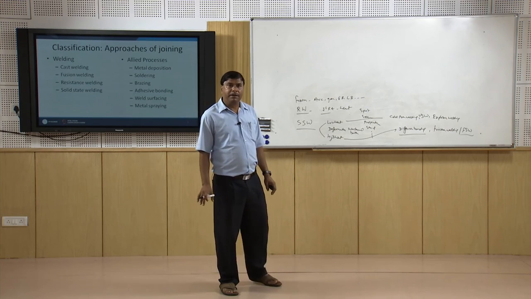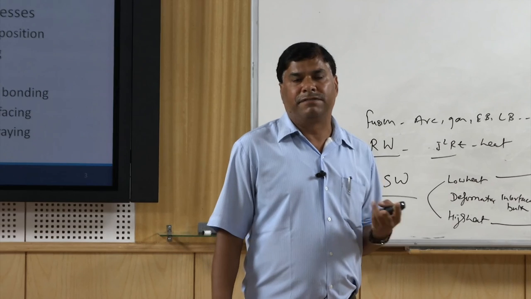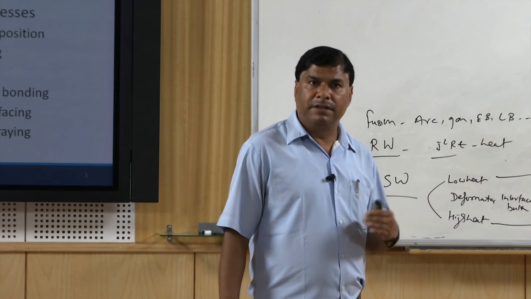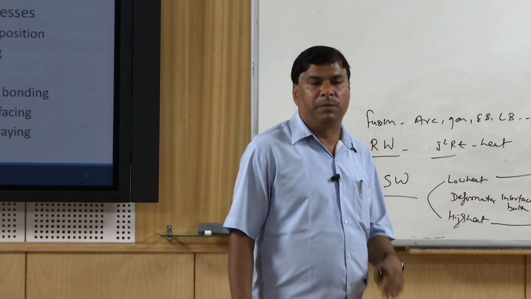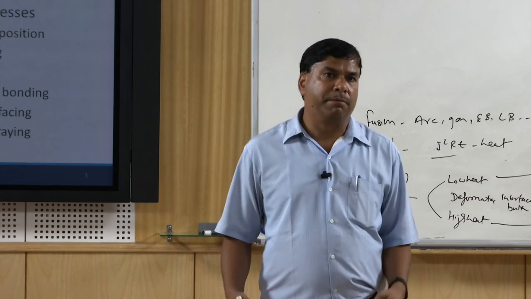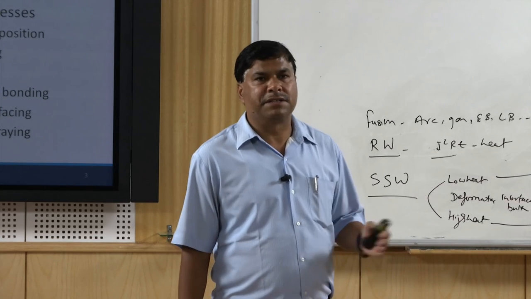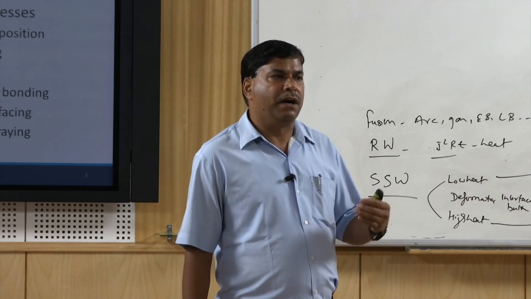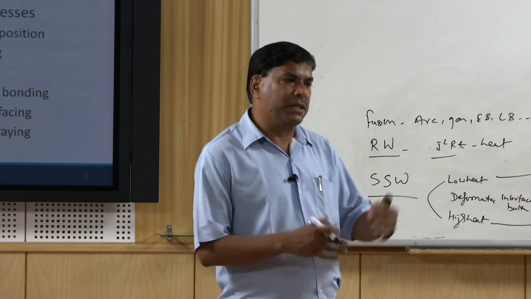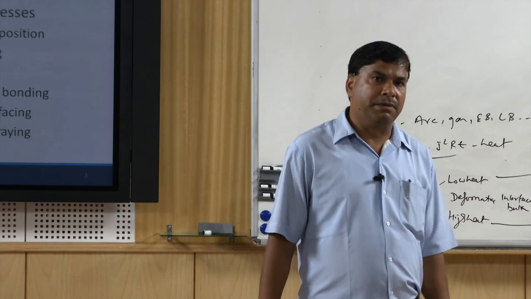So in this presentation you have seen there are two basic factors based on which the different joining processes can be classified. One is the technological factor and another is the approach of developing the joint. And this kind of classification actually helps to see how the different processes can be brought together or separated based on the fundamental similarities or dissimilarities.